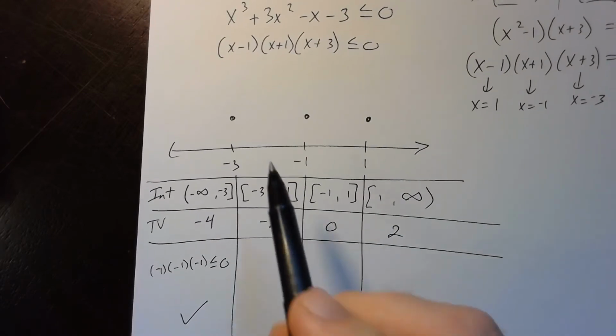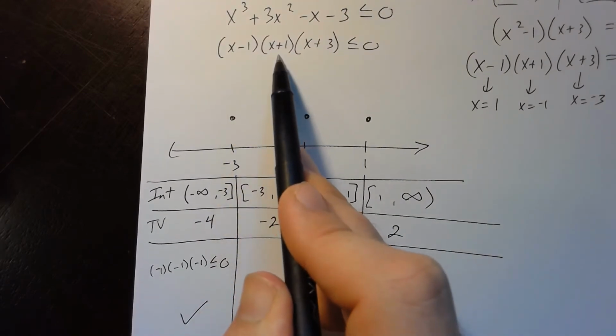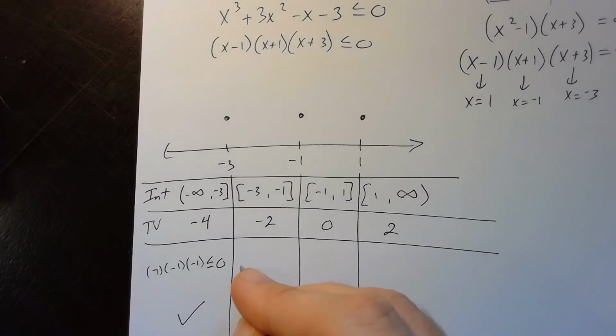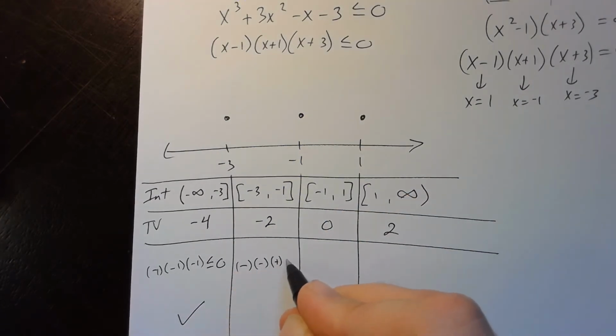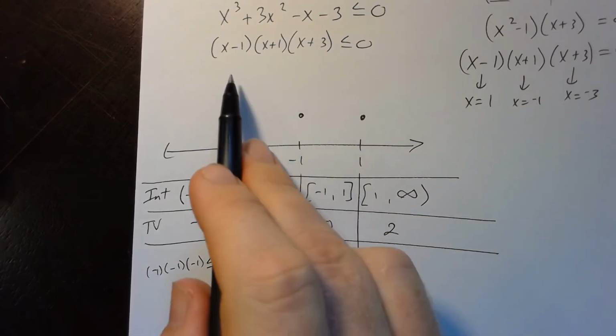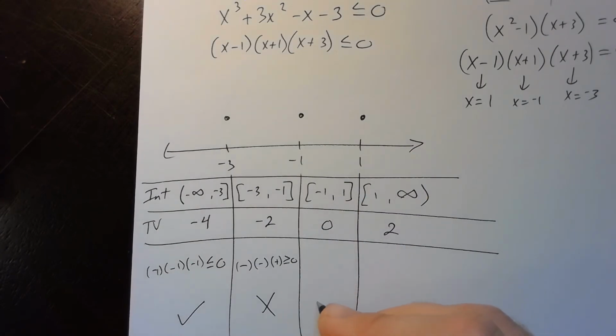When I plug in negative 2, this one's going to be negative, this one's going to be negative, but this one's going to be positive. So I have negative times a negative times a positive, and that's actually going to be greater than or equal to 0, so that section doesn't check. When I plug in 0, negative, positive, positive, and therefore negative does check.